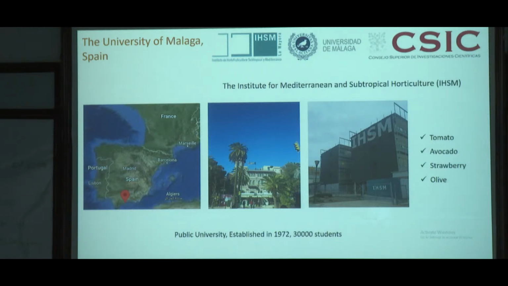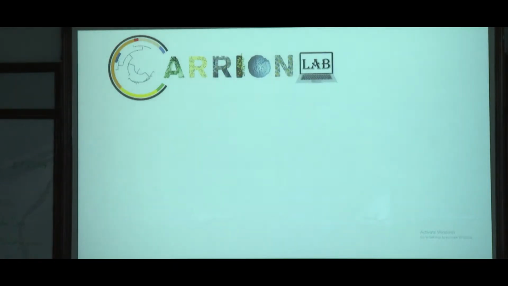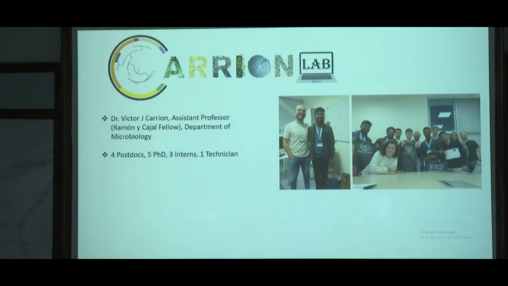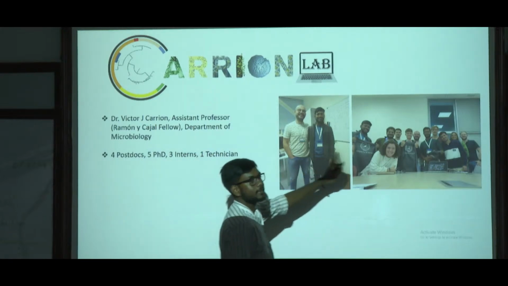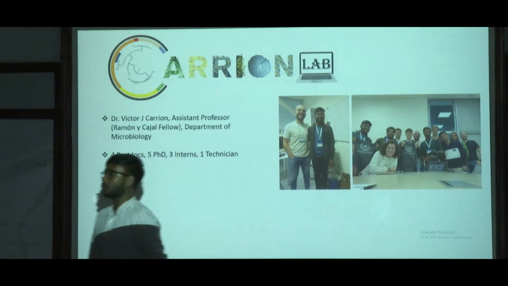The school I visited is the Institute of Mediterranean and Subtropical Horticulture. The institute mainly works on crops like tomato, avocado, strawberry and olive. In particular, I visited Carrian's lab, headed by Dr. Victor J. Carrian, an assistant professor at the Department of Microbiology. You can see he's Dr. Victor Carrian, and they are the team members.